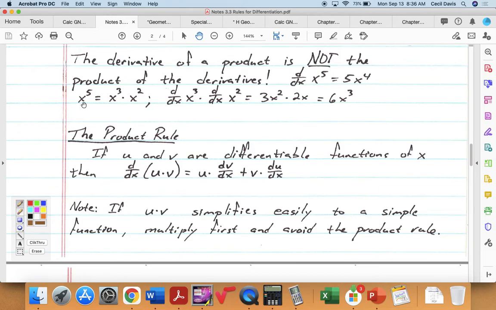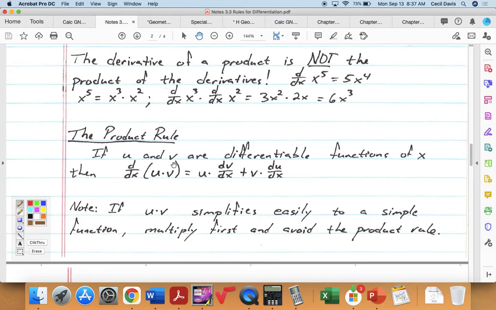Do you agree that x to the 5th is equal to x cubed times x squared? Yeah. And the derivative of x cubed is 3x squared, and the derivative of x squared is 2x. If we multiply those together, we get 6x cubed. Is that even close to 5x to the 4th? Kinda. You're just one off on me. The degree is off. That's an order of magnitude. That's bad. Okay? What we can do, however, is use the product rule.